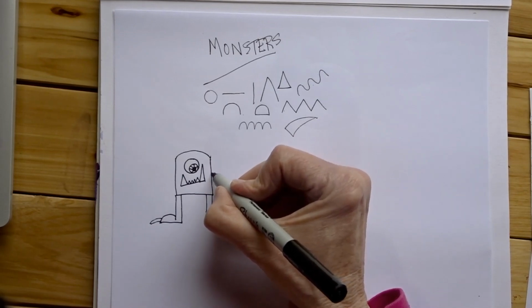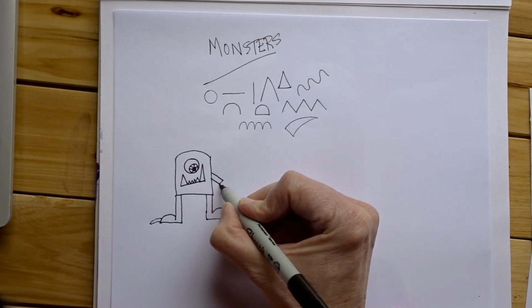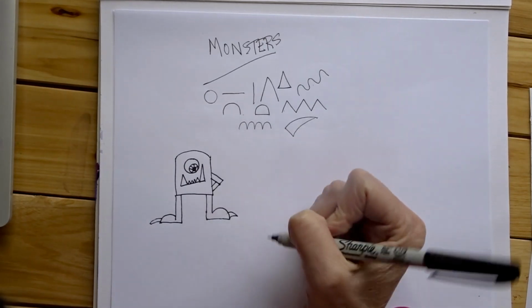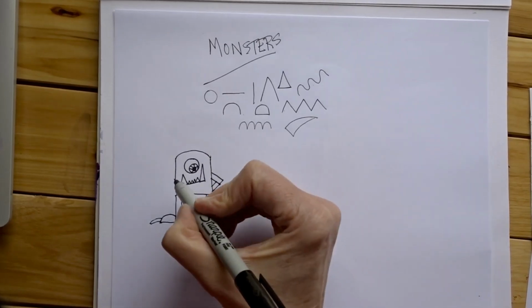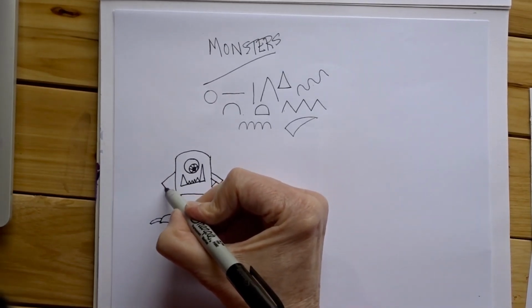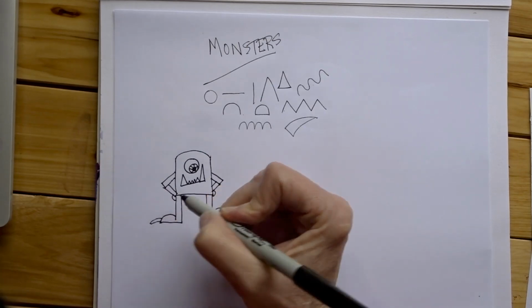So I'm going to draw a rectangle. See my rectangle? And then another rectangle. And I can give him a fist. So he's standing there like this. Oh, try it again. His hands are on his hips.